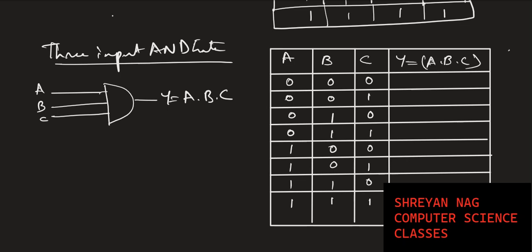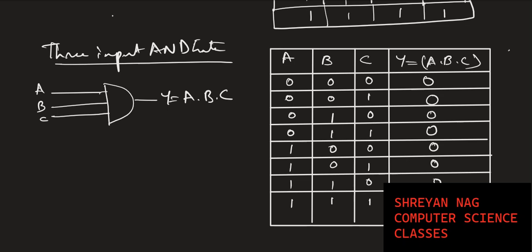Now let us multiply. 0 times 0 is 0. Since we are multiplying, anything multiplied by 0 is 0. This is true in Boolean algebra also. And only at the last stage do we see that it gets 1. So we have already talked about the law that if all the inputs are true, then only the output will be true. So it holds true here also.